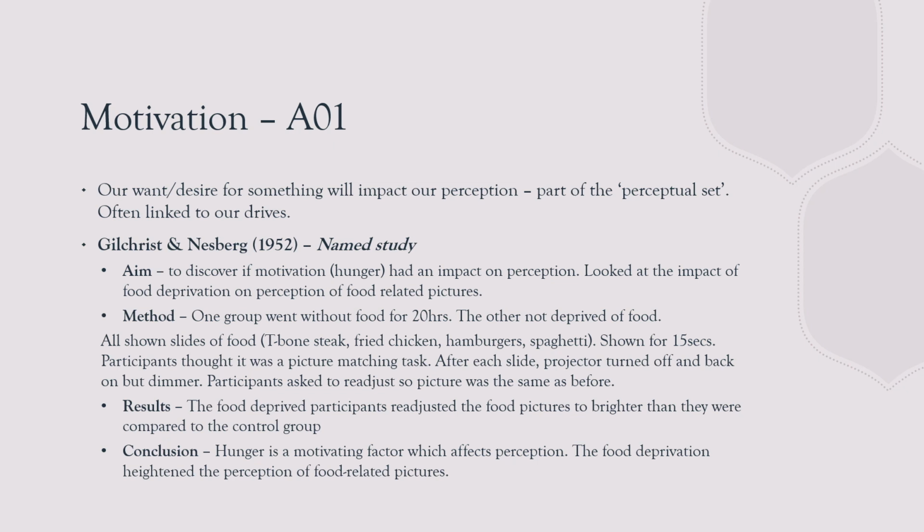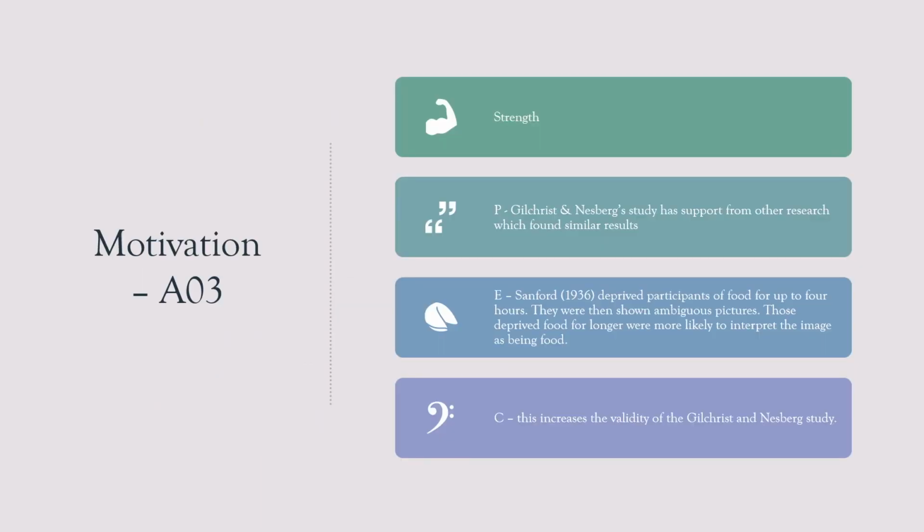And so it changed what they were seeing. Obviously, both groups here were seeing the same food at the same brightness to begin with, but those that were food deprived, because they had the motivation to seek food, they saw things differently. And so Gilchrist and Nesberg were saying that their motivation, their hunger, was changing the way that they saw the world, was changing the way that they saw food. Really, really interesting study, really interesting finding. And I can certainly see how that would happen. So let's look at some evaluations here of this study and some strengths and weaknesses.